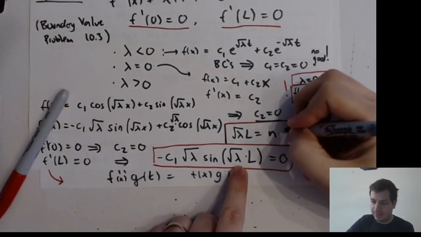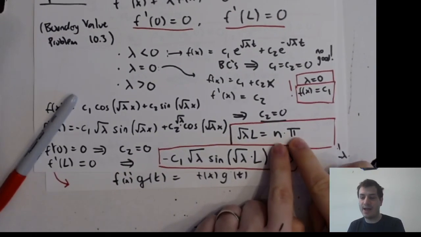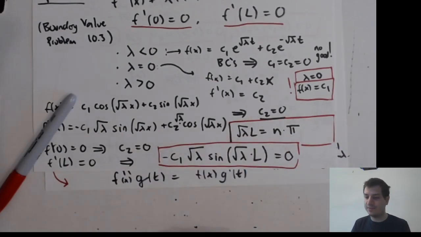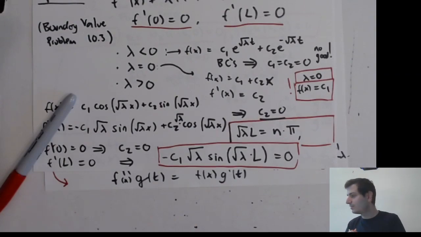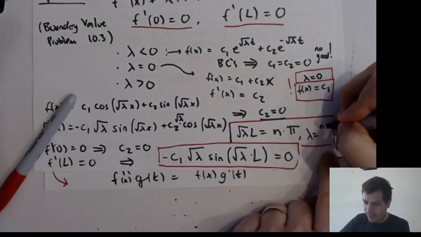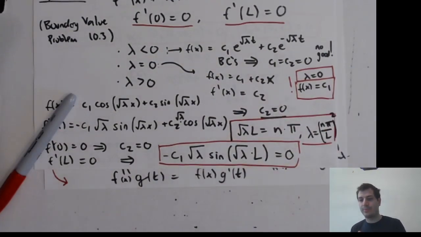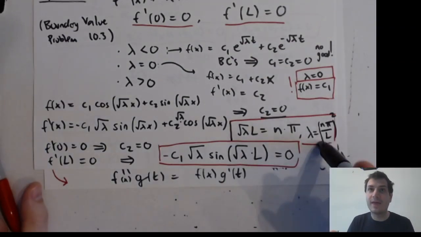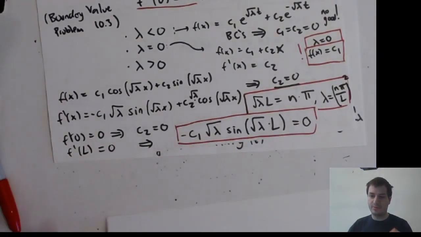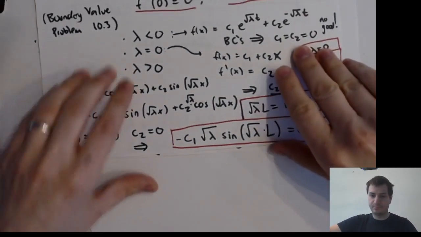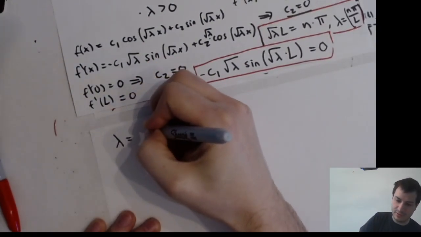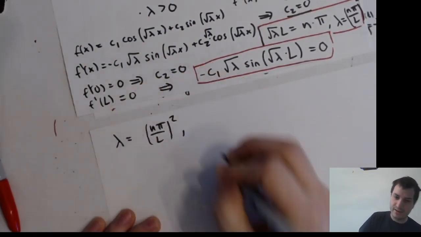So when is sine 0? It's 0 at multiples of pi, n times pi. So whatever is in here, square root of lambda times L, must be n times pi. And that gives you the values of lambda. So yeah, let's write it right here. Lambda equals, rearranging this equation, n pi over L squared. Okay. That was kind of similar to last time, but what will be different is what is f. So lambda is equal to n pi over L squared.